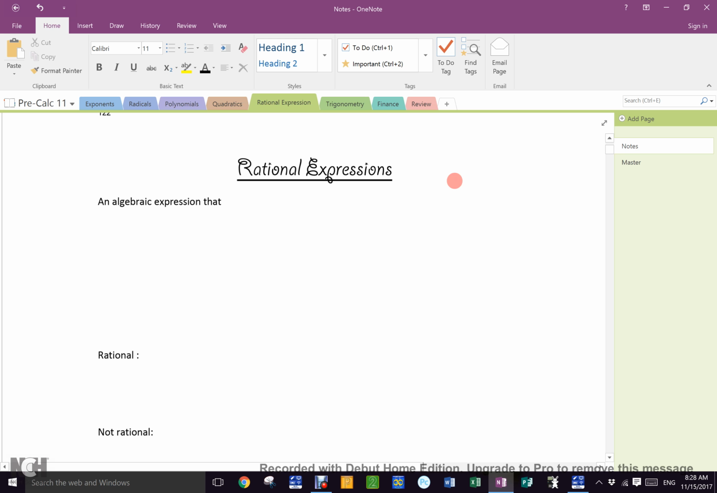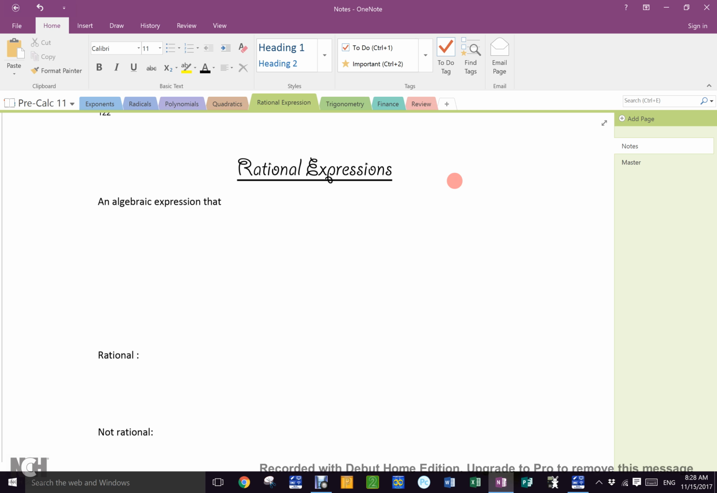Okay, we are starting a new unit, and this unit requires you to use your factoring skills and your fraction skills. Fraction skills you learned in the 3rd and 4th grade. Factoring you learned last year, and we revisited it this year. You need to use those two things to deal with rational expressions.